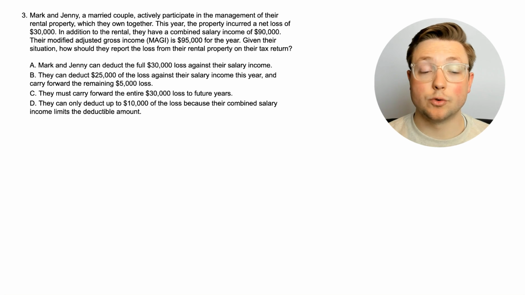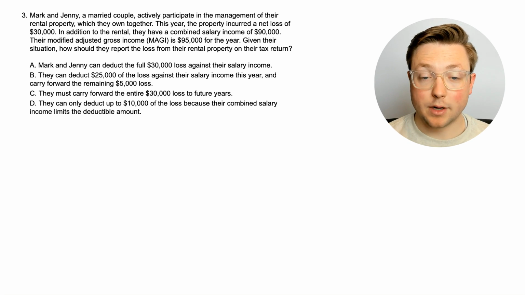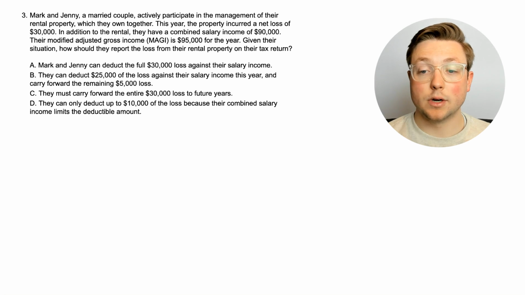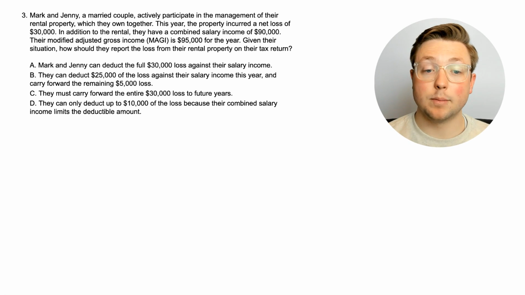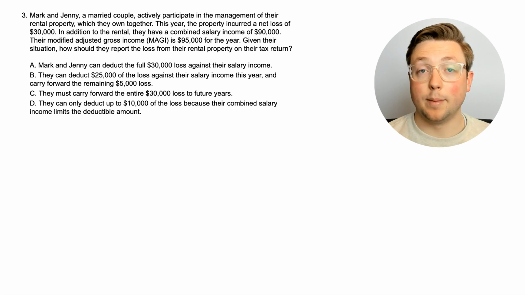Okay, here is question 3. Mark and Jenny, a married couple, actively participate in the management of their rental property, which they own together. This year, the property incurred a net loss of $30,000. In addition to the rental, they have a combined salary income of $90,000. Their modified adjusted gross income, or MAGI, is $95,000 for the year. Given their situation, how should they report the loss from their rental property on their tax return?